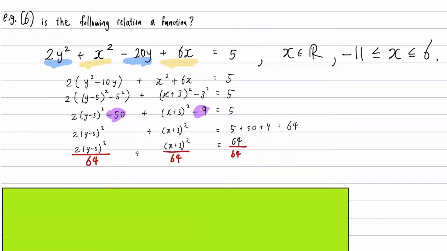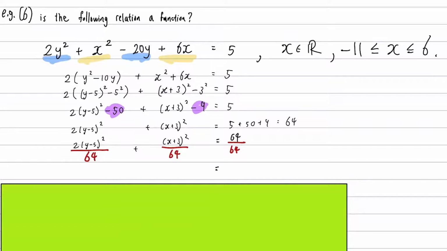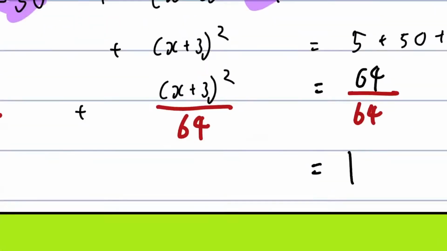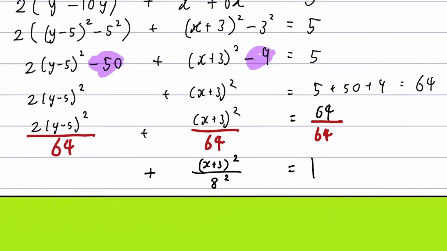Yeah. Now we want to continue simplifying this. 64 over 64 is just a 1. But here, x plus 3 bracket square is actually x plus 3 bracket square over 8 square. And then you add on the other one. 2 and 64 cancel off, you're left with a 32. So it means it's y minus 5 bracket square over square root 32 square.